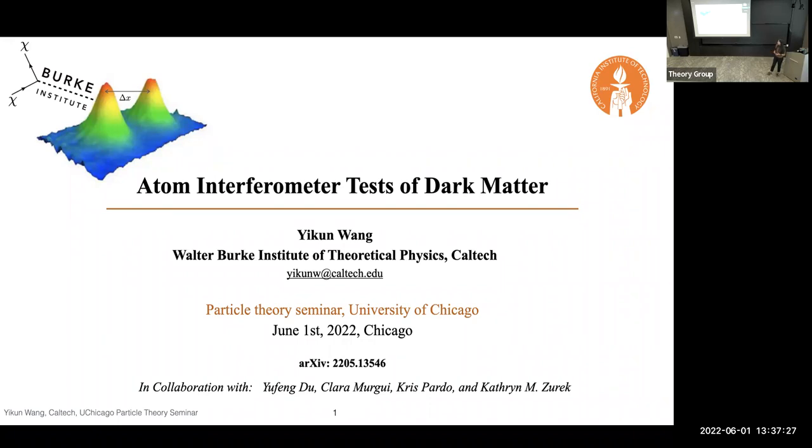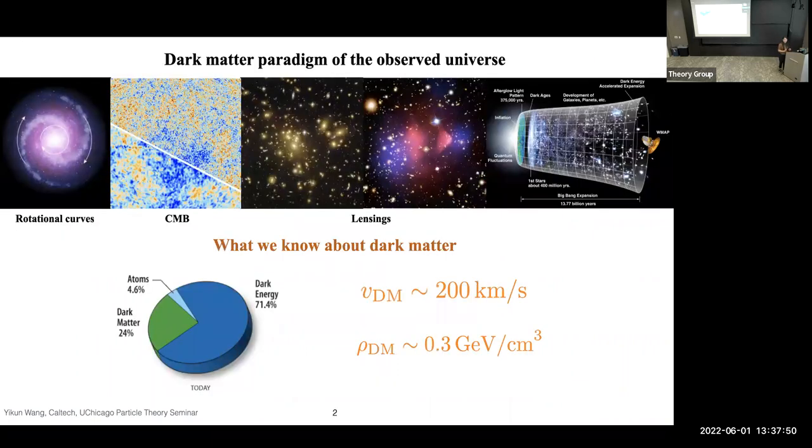This work is in collaboration with a group from Caltech, a student Yufeng Du, a postdoc Clara McGree, and Catherine Zurich, and also a postdoc Chris Pardo from JPL. So here is the arXiv number of the paper that actually just came out this week. Okay. So without further ado, let me just go to the very beginning of this story, dark matter.